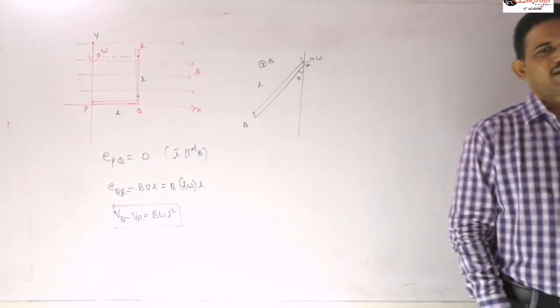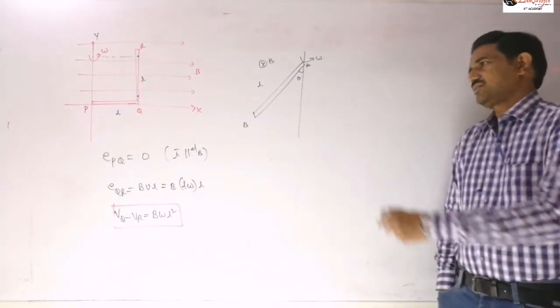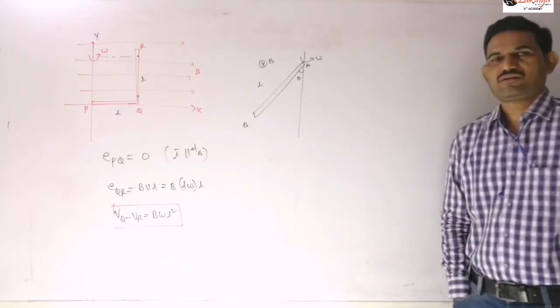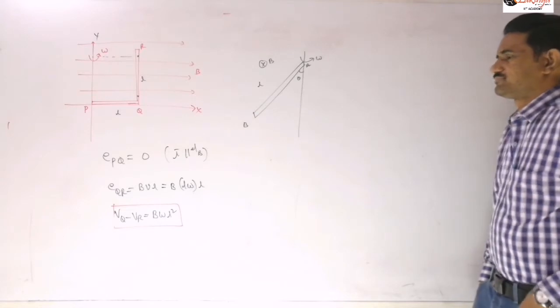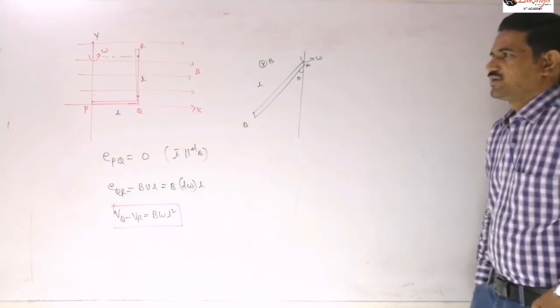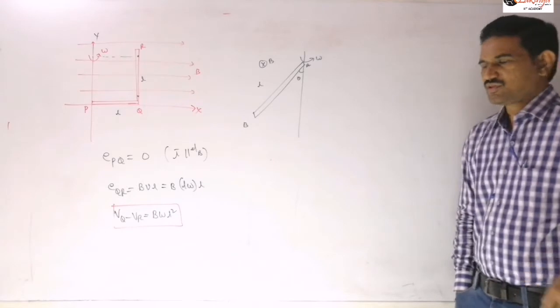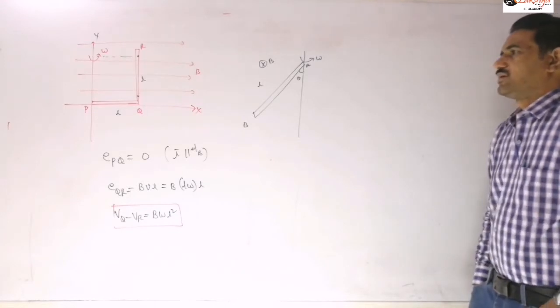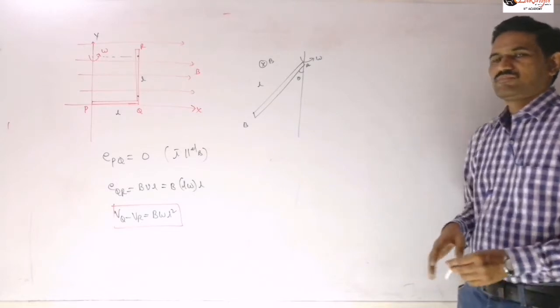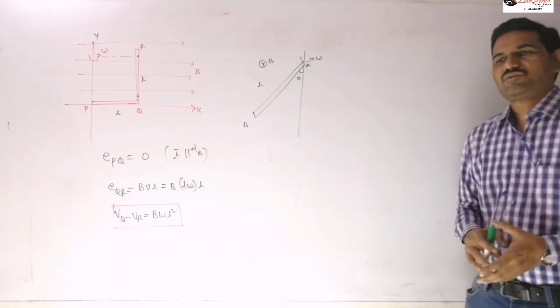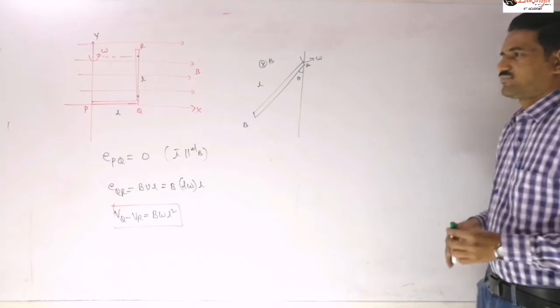In a normal magnetic field B, that means here magnetic field B is there into the plane. Magnetic field B is applied into the plane. Find the induced EMF produced in the rod AB.